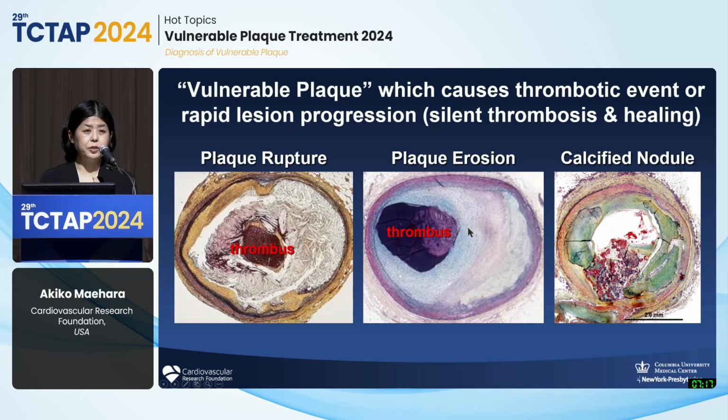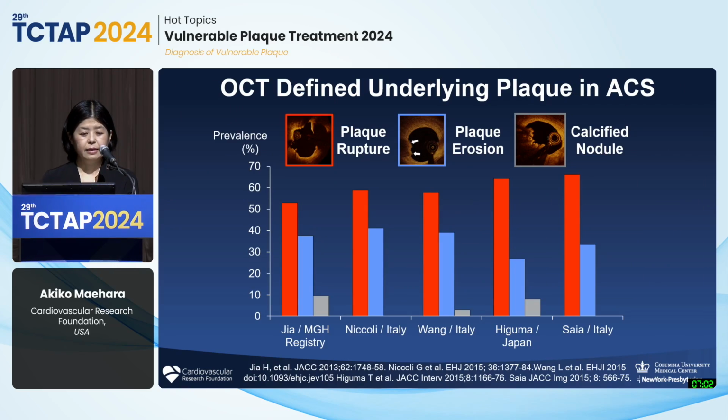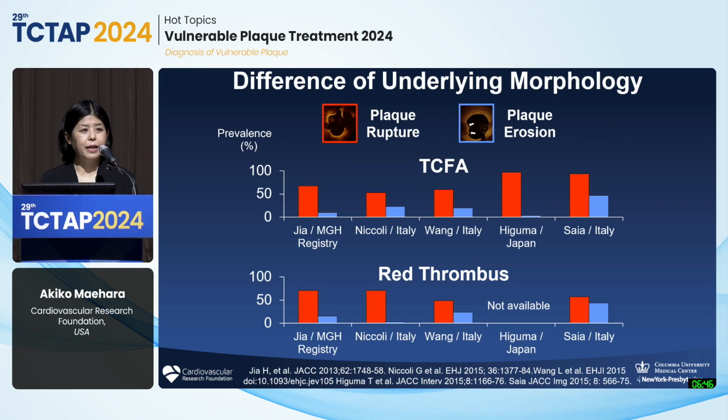On the other hand, if that is plaque erosion, there is a limited amount of lipid and a thick cap, and the deficiency of the endothelium causes the thrombotic event. If that is a calcified nodule, the underlying plaque has very, very severe calcium. So they are very different. And if you look into those underlying morphologies in living patients, the answer is quite consistent. Everybody says plaque rupture is about 70% and plaque erosion is about 30%. And if you look into the underlying plaque, TCFA is most frequent in plaque rupture, and very rare in plaque erosion.